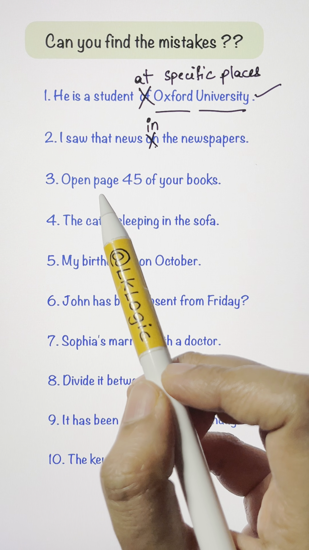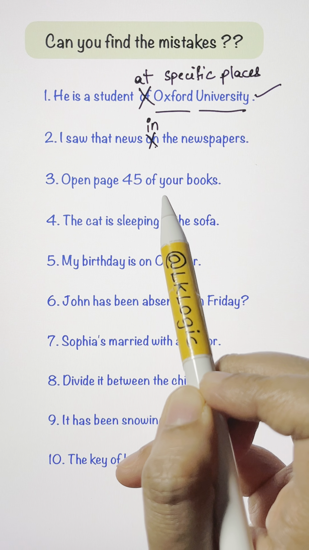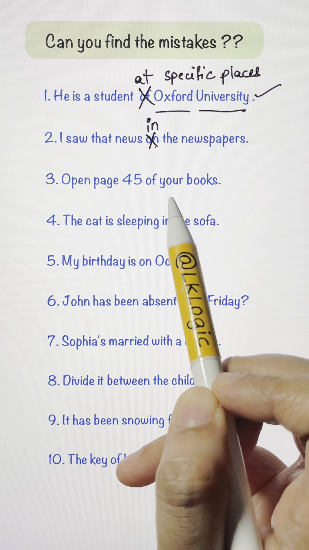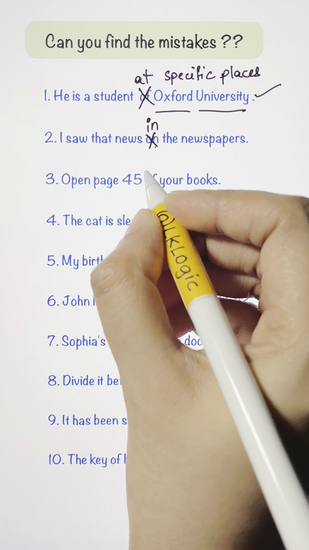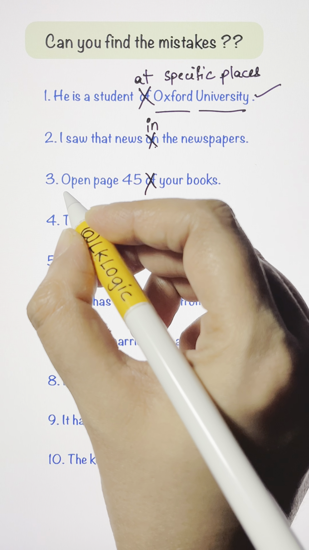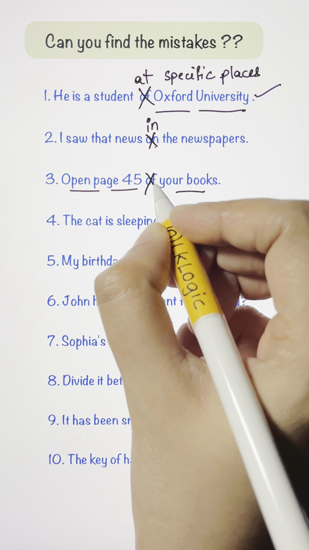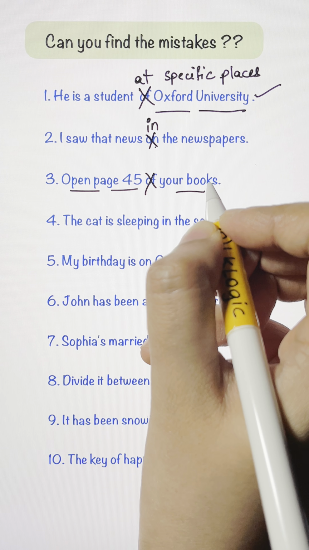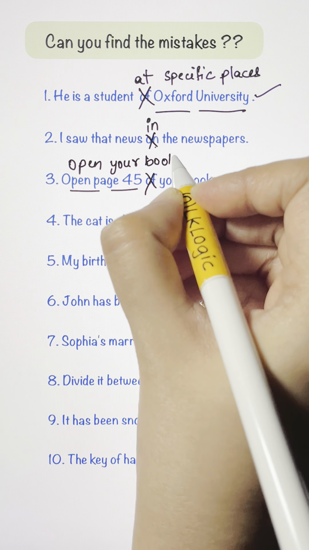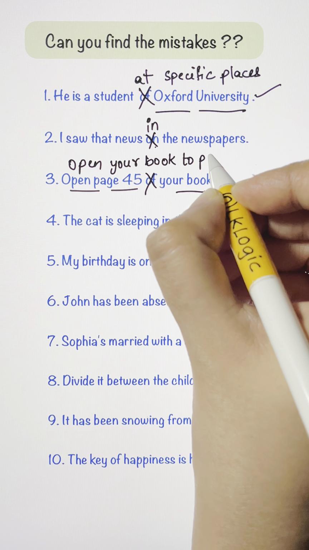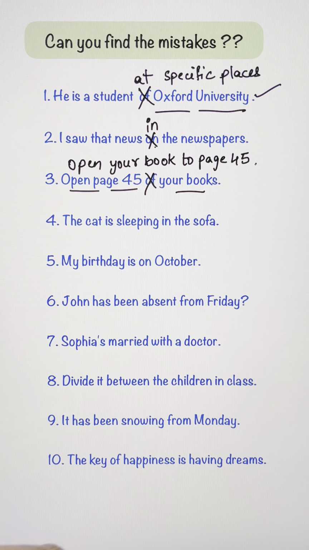Alright, open page 45 of your book. Oh my god, everybody says this. Now what's wrong with this sentence? Now I'll tell you why we don't use of. Also, the structure of the sentence is gonna change. You won't say open page 45 of your books. You will say open your book to page 45. Now that's the right sentence.